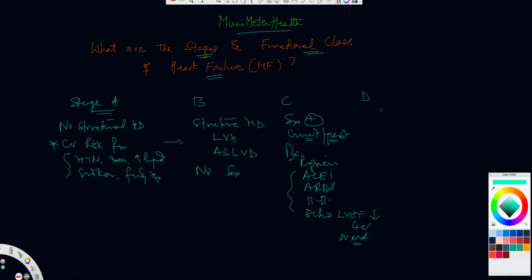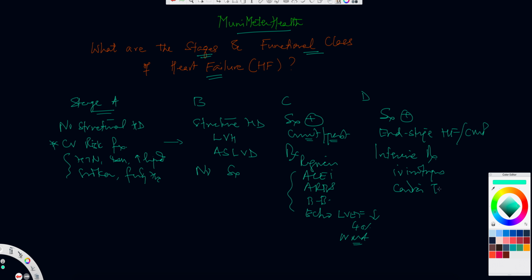Now in stage D, obviously the symptoms are present, sometimes even at rest. Remember that. So symptoms must be present at all times, and these patients have end-stage heart failure, we call it, or end-stage cardiomyopathies. These patients require intensive therapeutic regimens. Remember that. Sometimes they may be in cardiogenic shock. They may require IV inotropes, or they may be candidates for cardiac transplants.